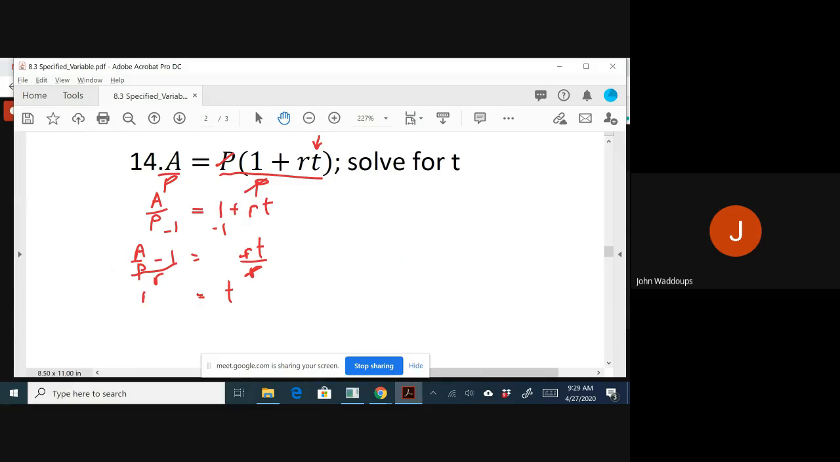T then is equal to a over p minus 1, and all of that's divided by r. Which we could rewrite as a over pr minus 1 over r, and just divide each one of these terms by r. And that would be equal to t.